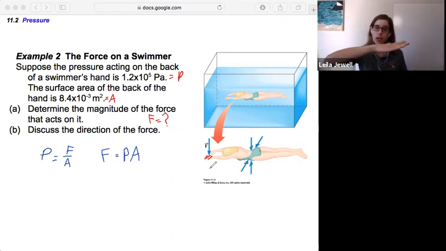Or if it asked about the bottom of the hand, in which case the pressure is probably about the same on the bottom. So it's a probably fairly similar force, slightly more we'll see below. But in that case, the force would be directed upward. So that gives you some idea. We can plug in those numbers.